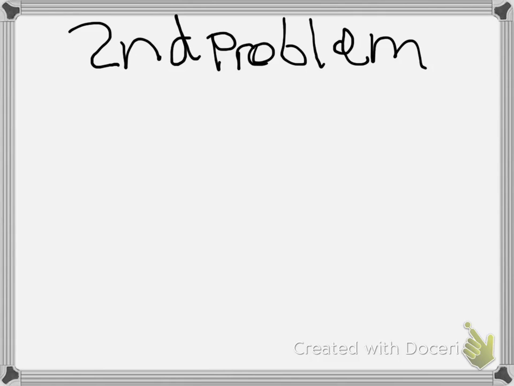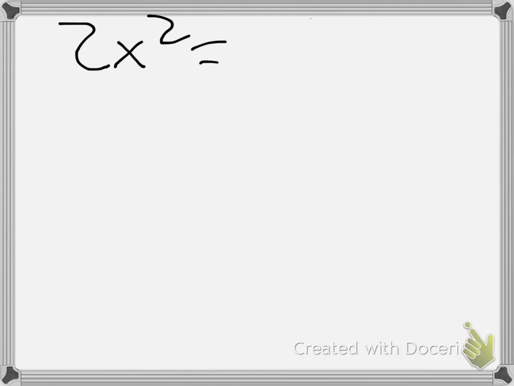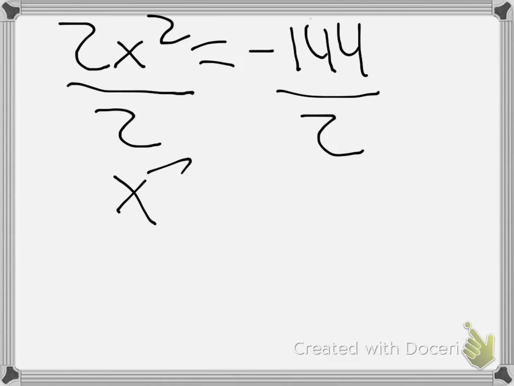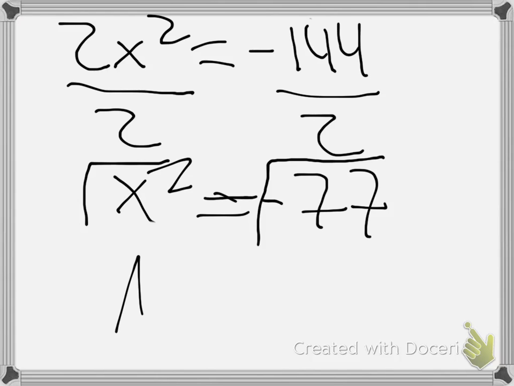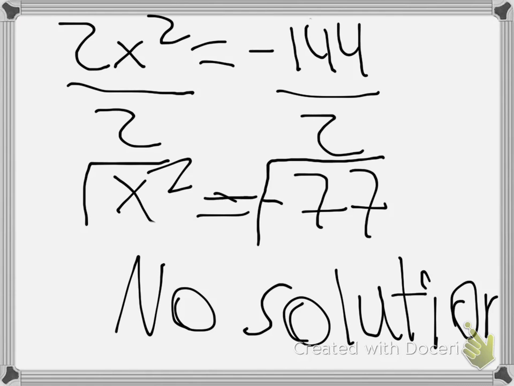The second problem is a no solution problem. Our problem is 2x squared equals negative 144. First, you start by doing PEMDAS backwards and you divide both sides by 2 to leave x alone. Your answer would be x squared equals negative 77. Then you have to do the square root. Your answer would be no solution because negative numbers don't have a square root.